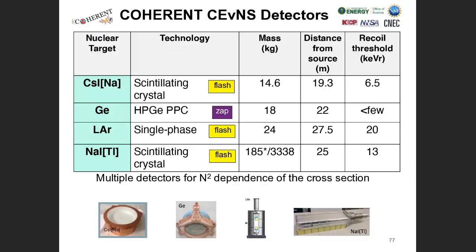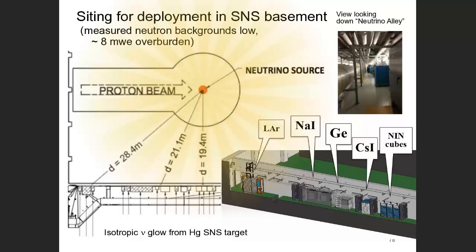We've got cesium iodide crystal that's now completed, and that was the first measurement, and that was deployed about 20 meters away. This is a scintillator. It produces light from recoil energies. We have liquid argon. That's also a scintillator. It's a single-phase liquid argon. We are deploying germanium right now. That's not a scintillator. And we are also deploying sodium iodide. And so we have these four technologies.